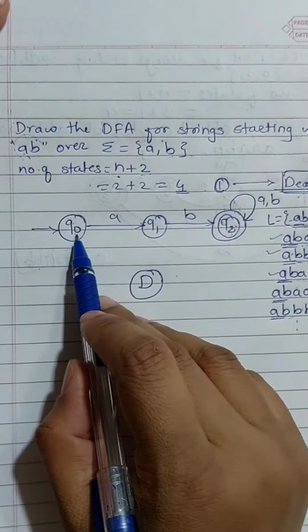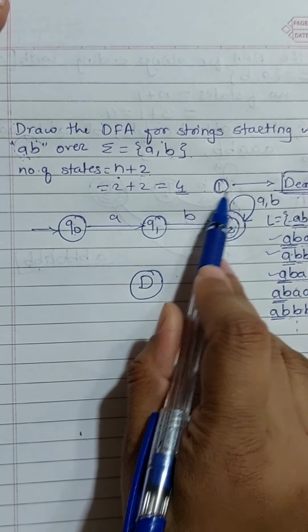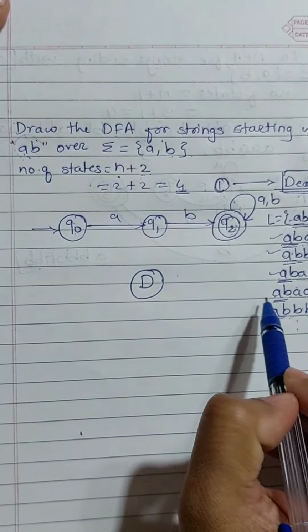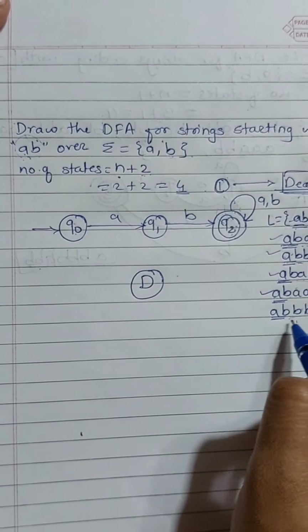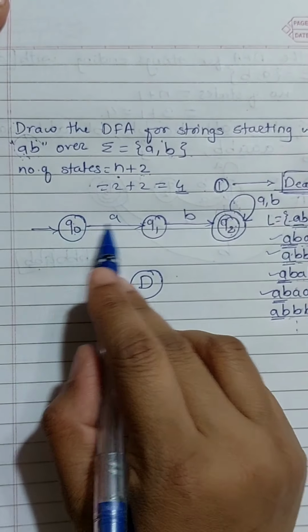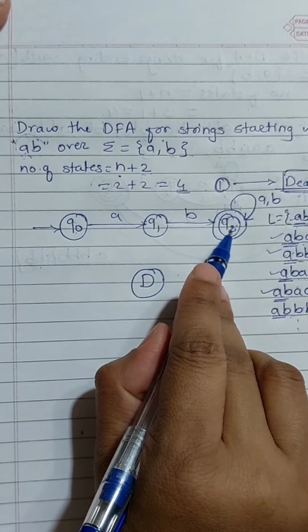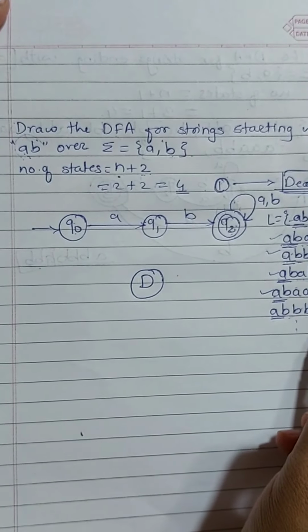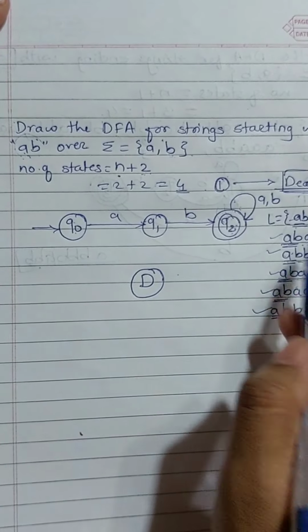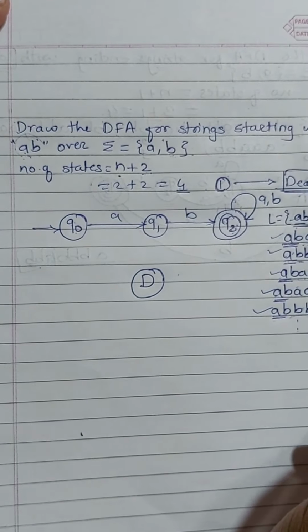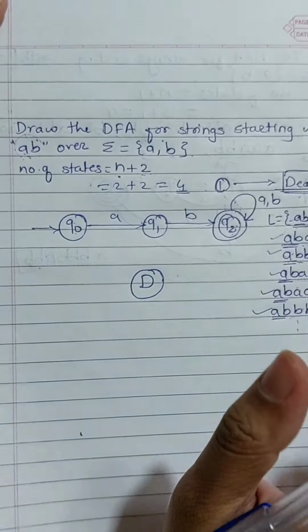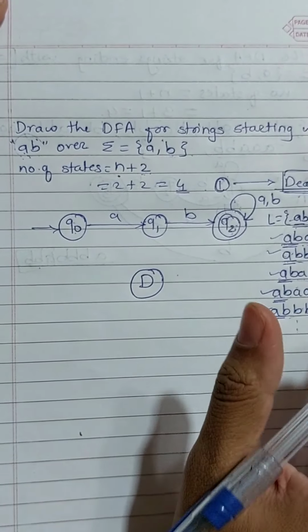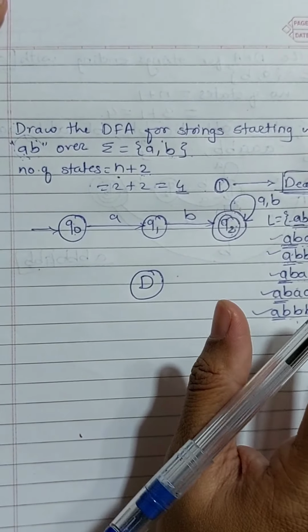Now check for this one, A, B, A, B. We can say this is also acceptable. Now check the last one, A, B, B, A, B, B, B, A. We can say this is also acceptable. So whatever strings we listed, all are acceptable on the drawn DFA. Now the last step is to check each state and pass the leftover inputs.